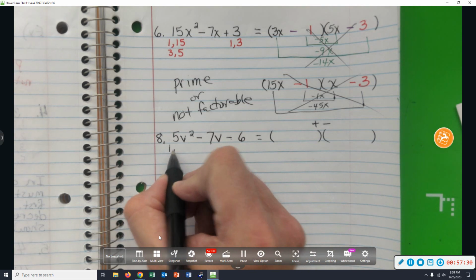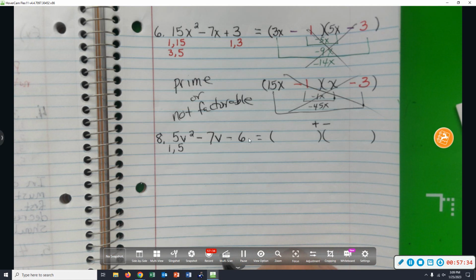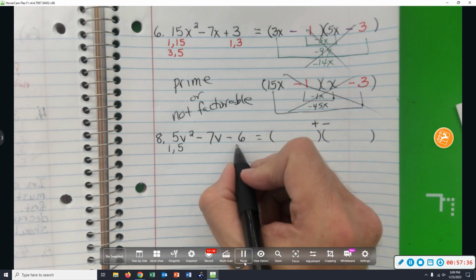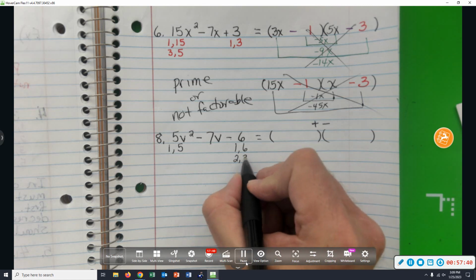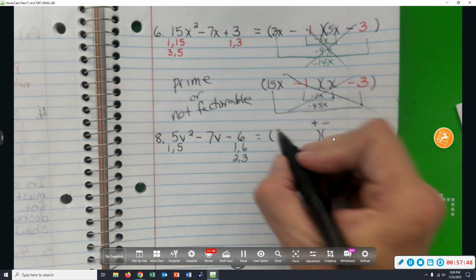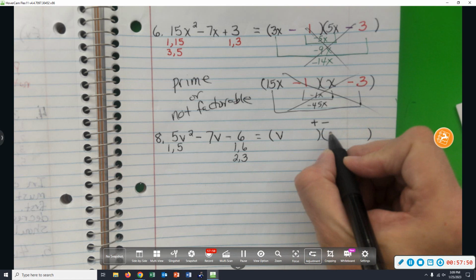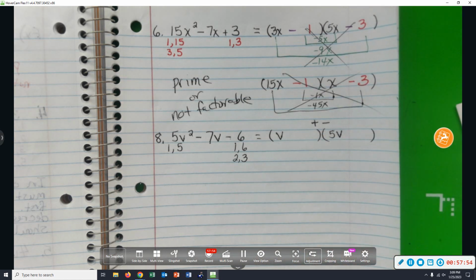Not a lot of numbers that multiply together to give 5. 1 times 5. Numbers that multiply together to give 6: there's 1 and 6 and 2 and 3. Well, you can fill in the first pair, 1b and 5b. That's the only possibility. Or 5b and b, however you want to write it. It doesn't matter.